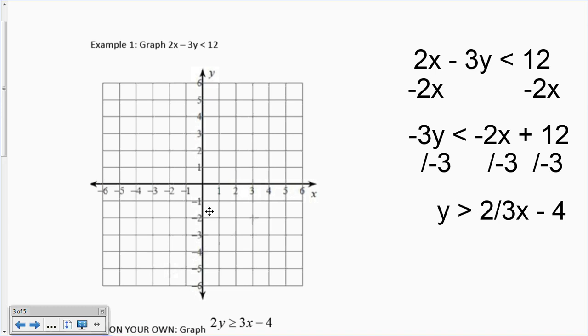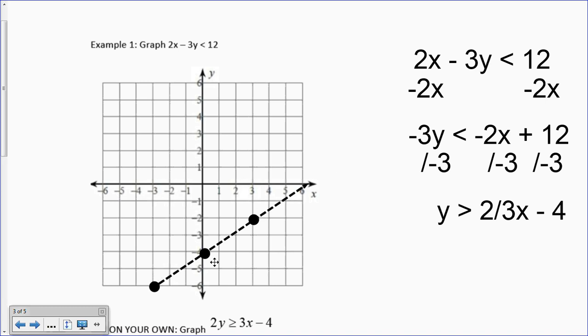So I'm going to go ahead and graph that. So -4 is my y-intercept. I can go up 2 and over 3, or I can go down 2 and over to the left 3. So then I draw my line.